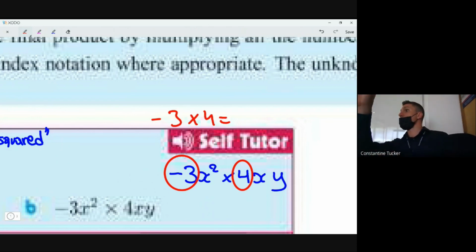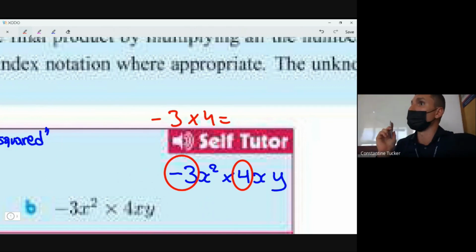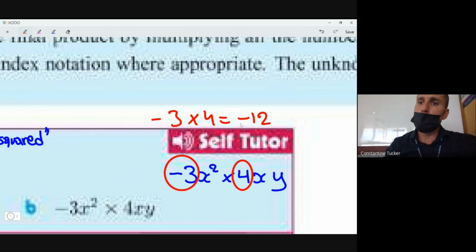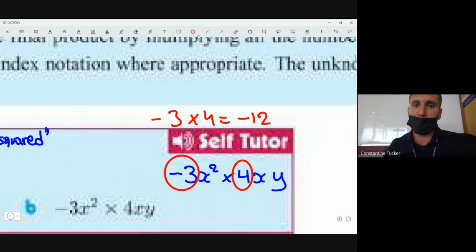Guys, ignore that, please, please. What is minus 3 times 4? Minus 12 is correct. Now, what is 3 times 4? Well, if there's a minus there, negative times a positive will give us negative, so it's minus 12. Excellent. Moving on to the next bit, which is the x's.